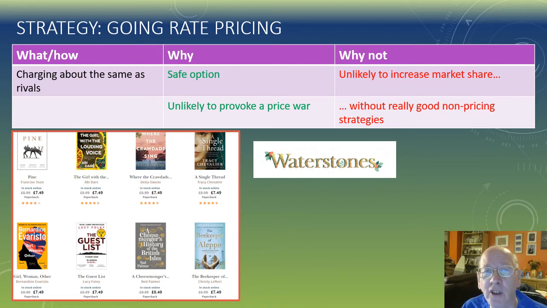Obviously, going rate pricing is relatively safe. You're not going to provoke your rivals into a price war. However, on the minus side, if you're simply charging the same as anyone else, you're not going to increase your market share unless you've got some really good non-pricing strategies, which again would set up a rather nice game theory matrix that suggests you're going to go for a non-pricing strategy like branding.